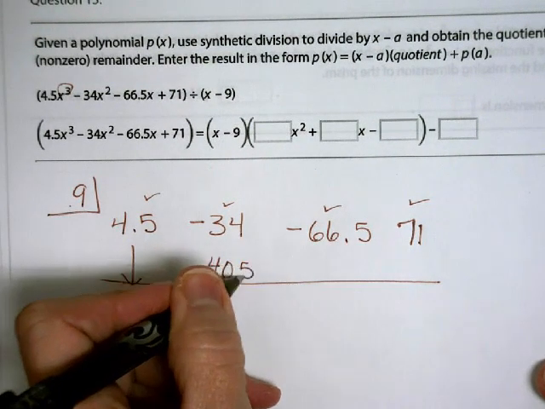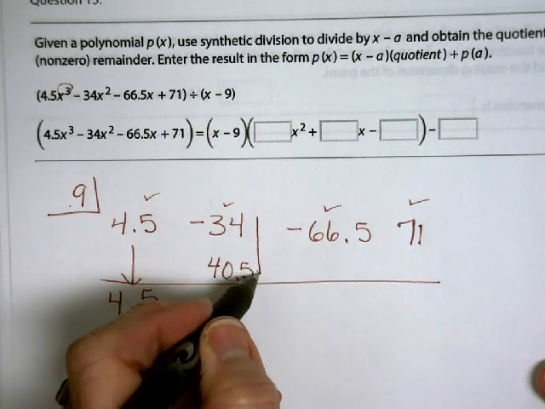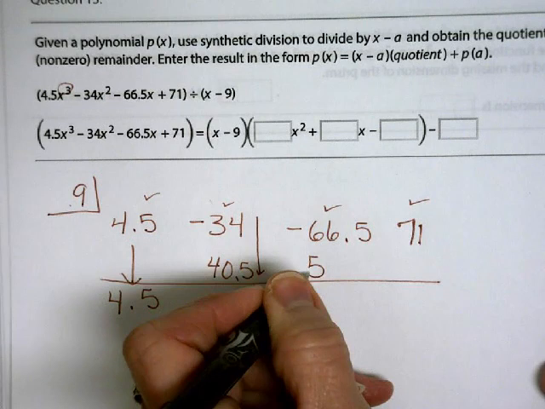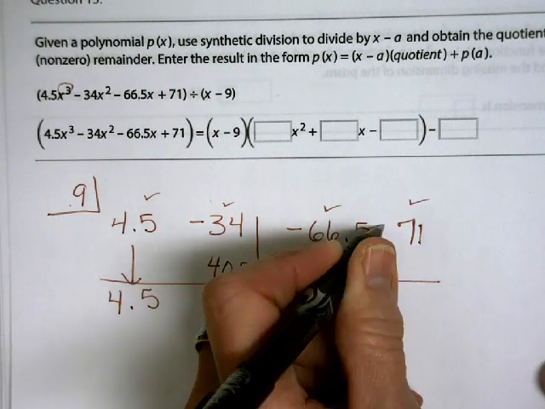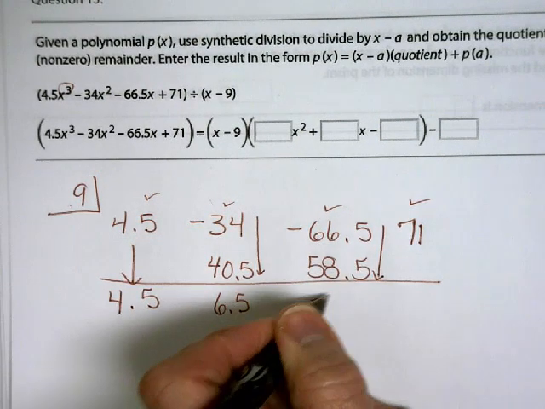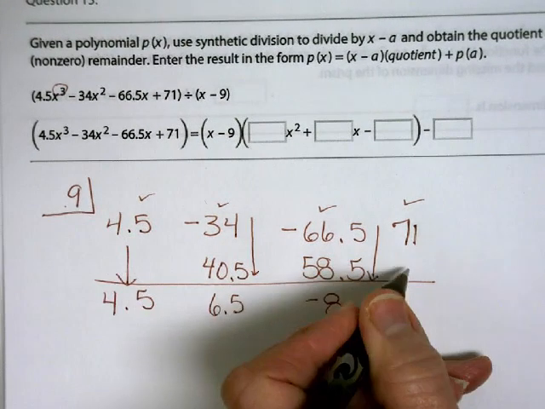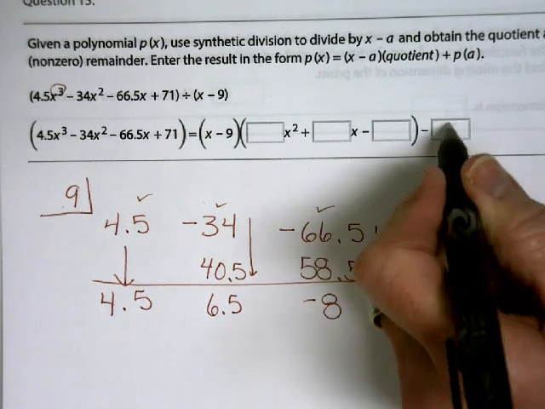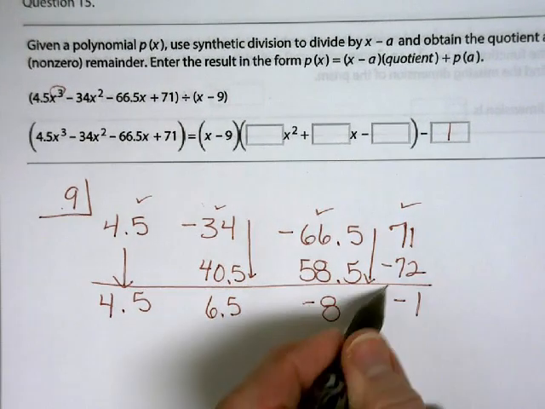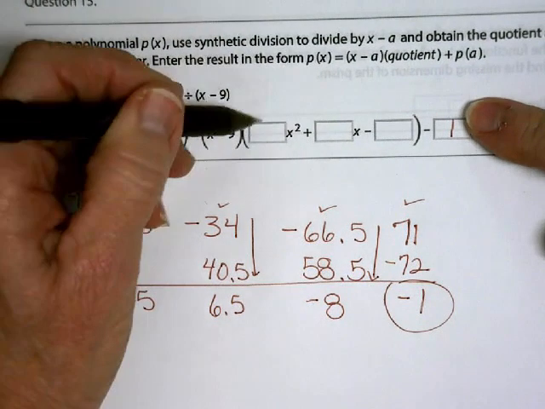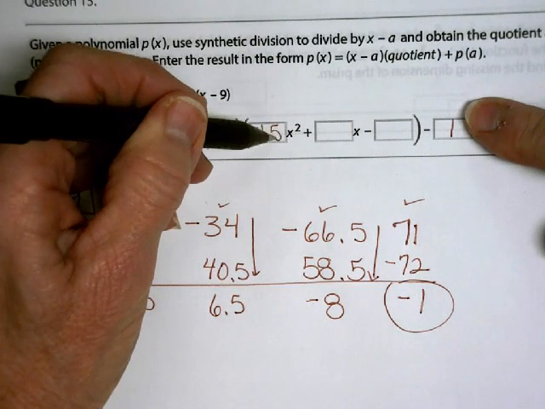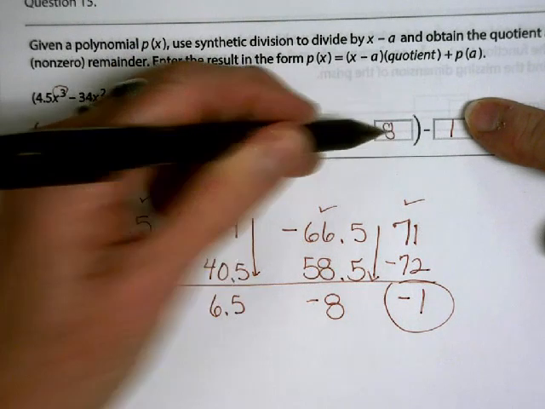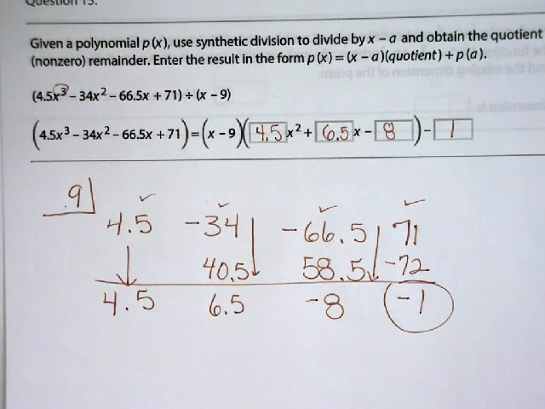So I multiply and I get a 40.5, which is positive. So I take their sum and I get a 6.5, that's positive. Multiply, I get a 58.5, that's positive. Take that sum and I get a negative 8. Multiply, I get a negative 72, and that's just one off negative. They already have it as a negative. So then you just have to fill in your coefficients. And the negative 8 is there.